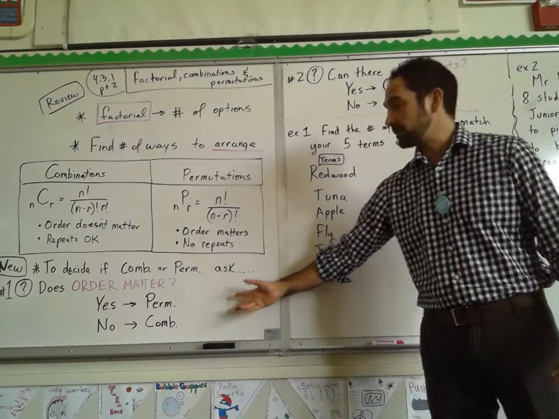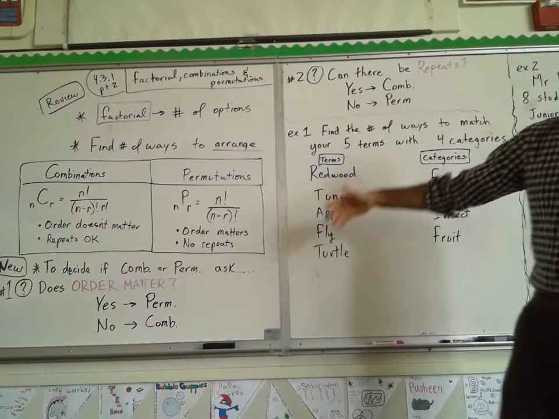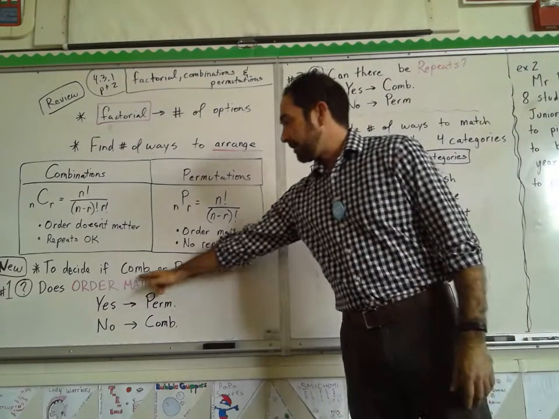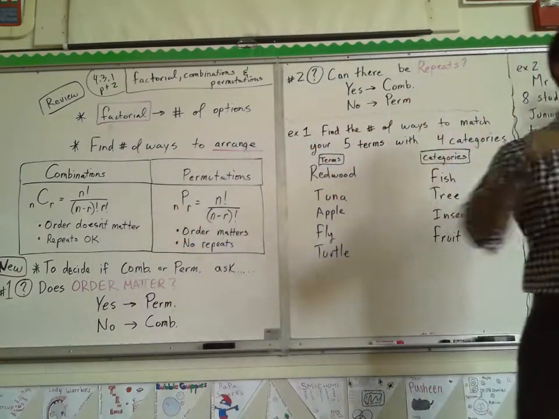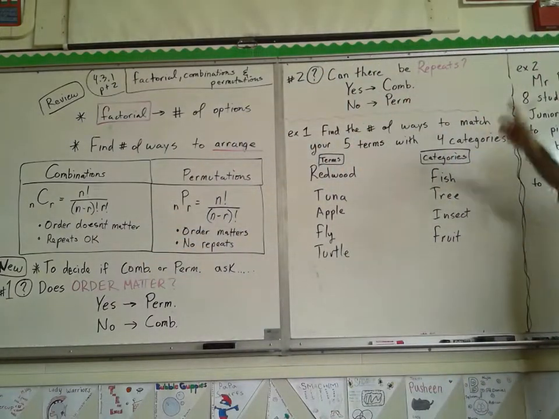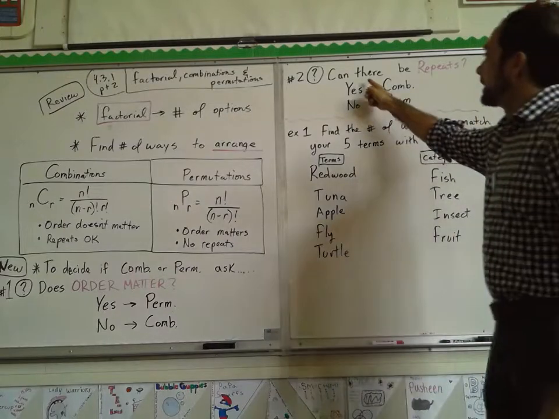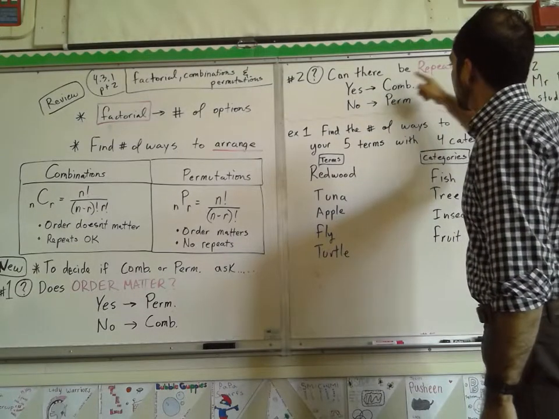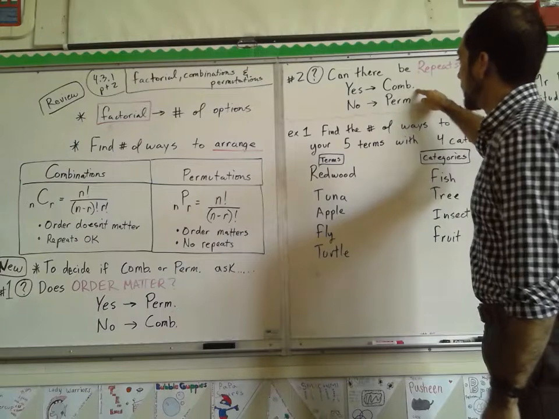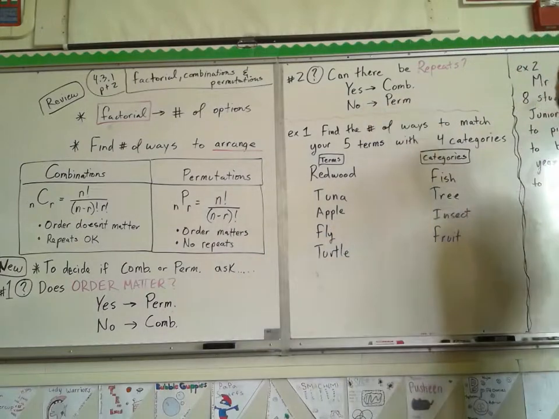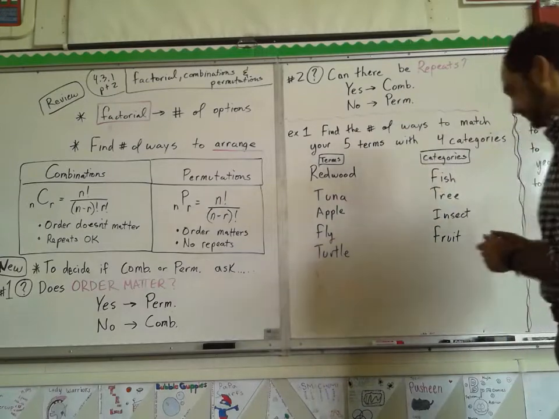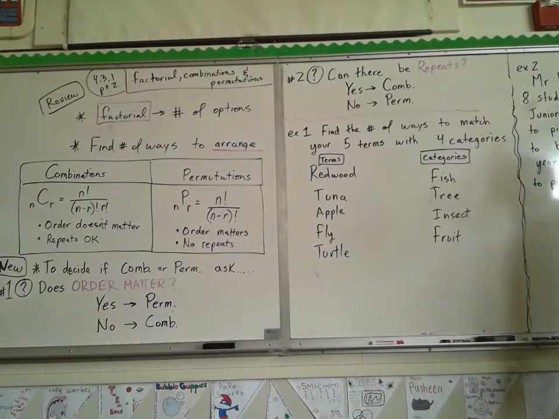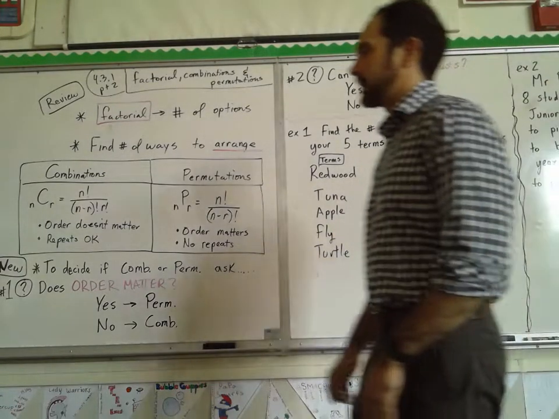Okay? So based on that, then I would use my combination or my permutation formulas here to figure out how many ways we can arrange it. Second question. Can there be repeats? If yes, then combination. If no, then you have permutation. So let's see. I'll give out a couple examples here.